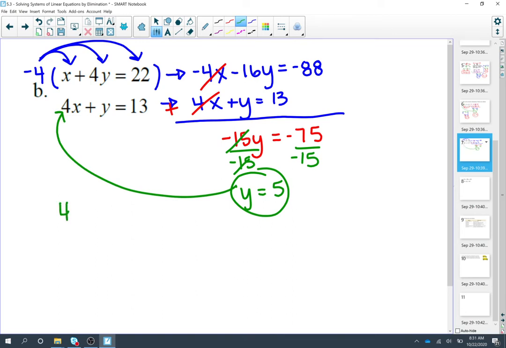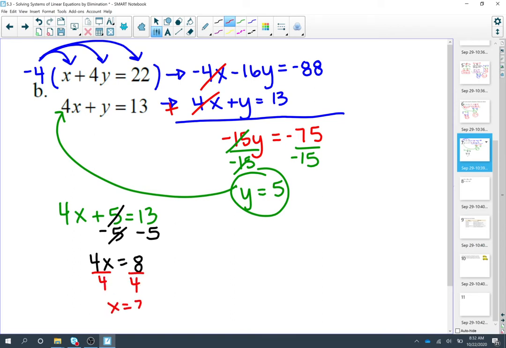So we're going to have 4x plus y, which we said was 5, equals 13. I'm going to subtract 5, which is going to get me 4x equals 13, 12, 11, 10, 9, 8. Divide by 4. X equals 2. And then final answer, 2, 5.